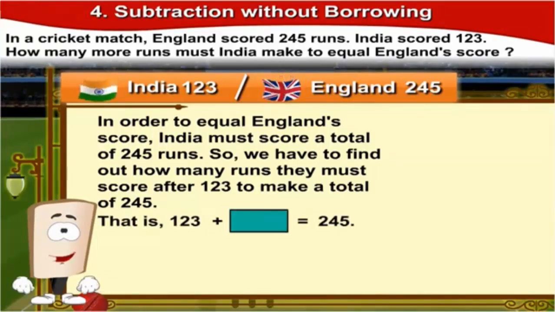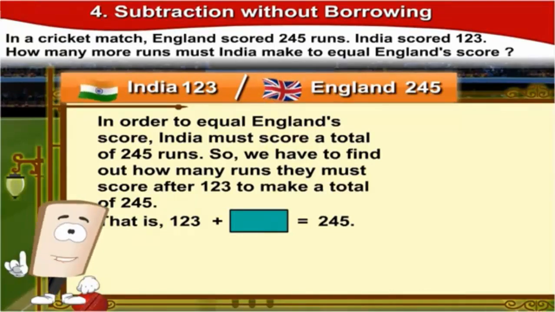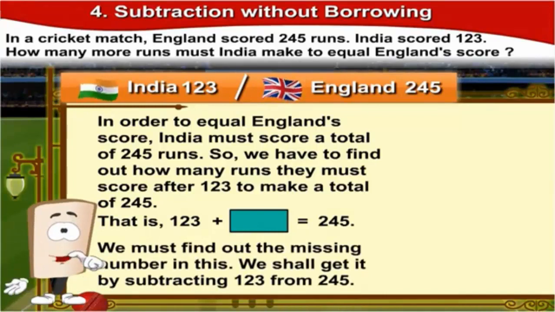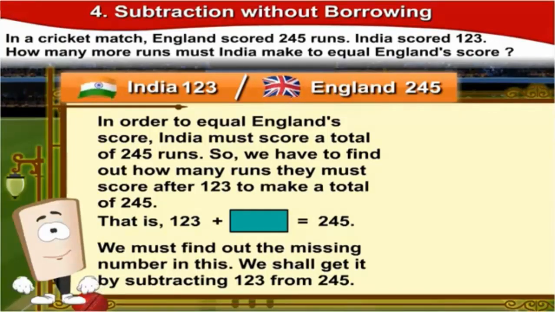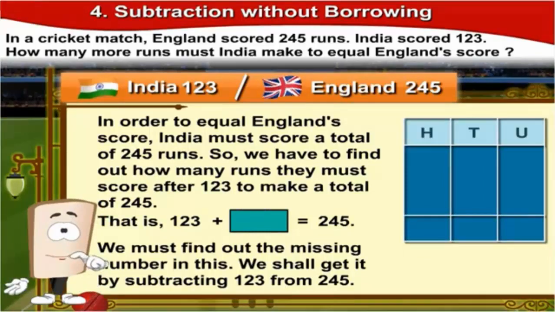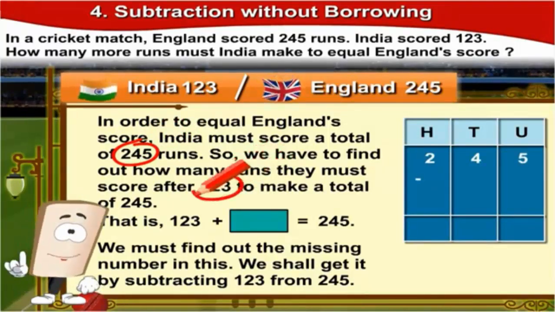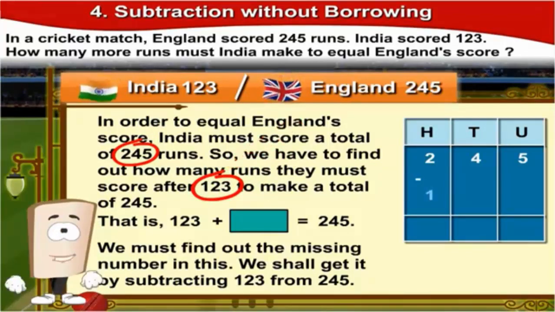That is, 123 plus box is equal to 245. We must find out the missing number in this. We shall get it by subtracting 123 from 245. So we'll arrange them in vertical order, writing HTU. 245 is 2 hundreds, 4 tens, 5 units, minus 123. That is 1 hundred, 2 tens, 3 units.